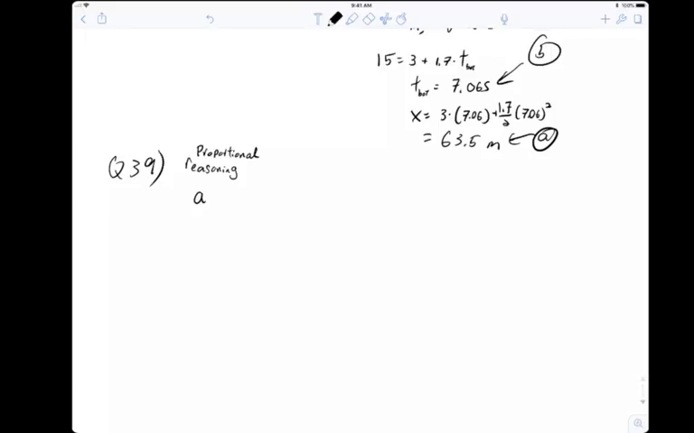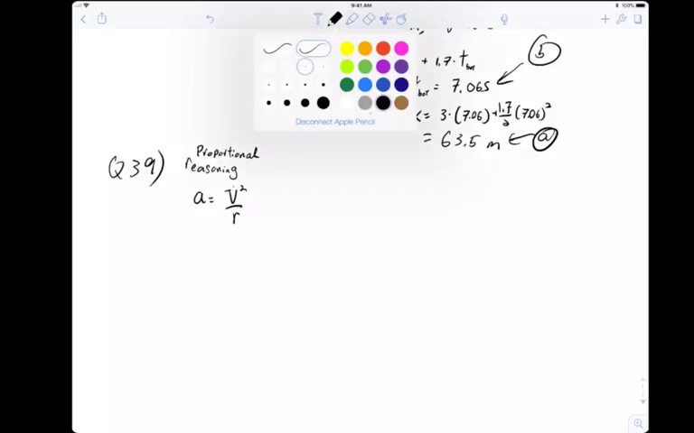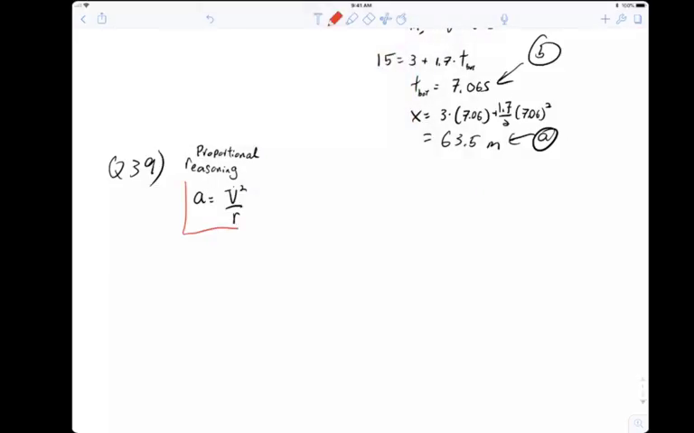So we know that the acceleration has the following form: v squared over r. I'm going to explain the reasoning in a bunch of different ways, because there's a bunch of different ways we can think about this. But the idea here is we have a formula. I derived this formula in class, actually, using proportional reasoning.